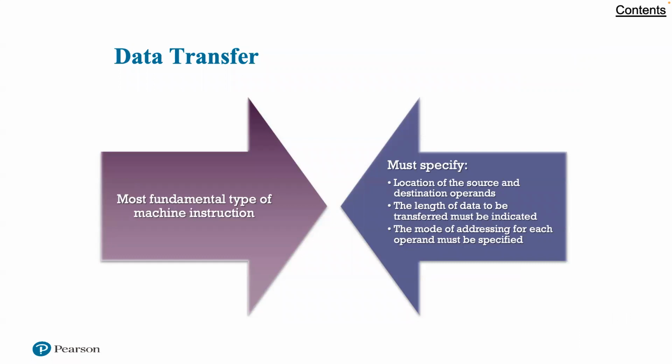The most fundamental type of machine instruction is the data transfer instruction. The data transfer instruction must specify several things. First, the location of the source and destination operands must be specified. Each location could be memory, a register, or the top of the stack. Second, the length of data to be transferred must be indicated. Third, as with all instructions with operands, the mode of addressing for each operand must be specified. This latter point is discussed in chapter 14.